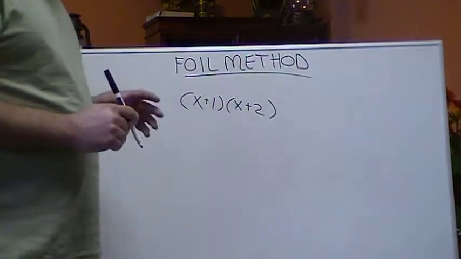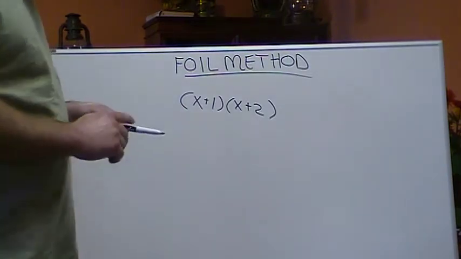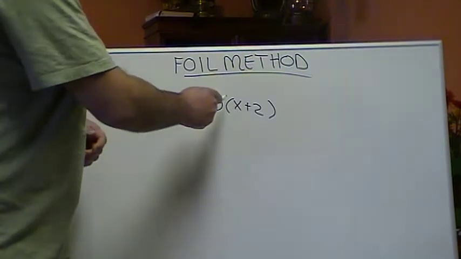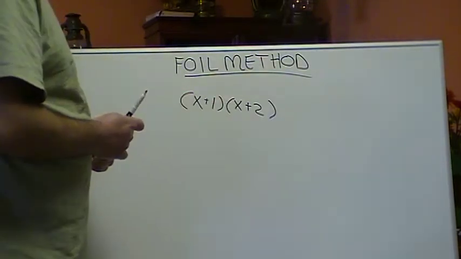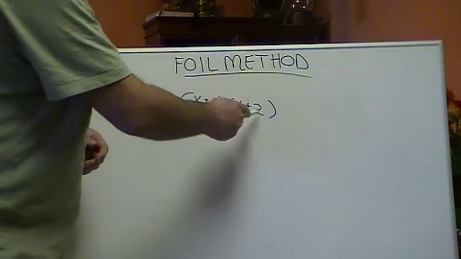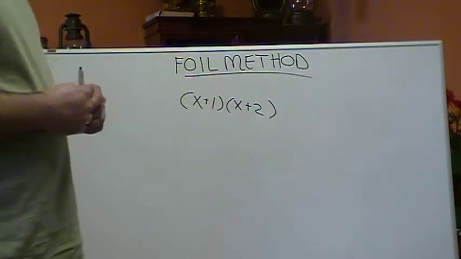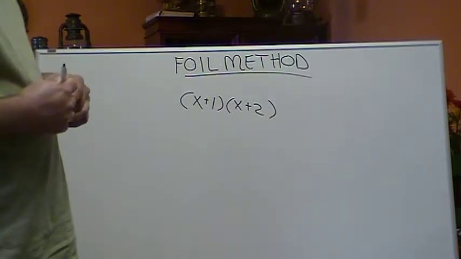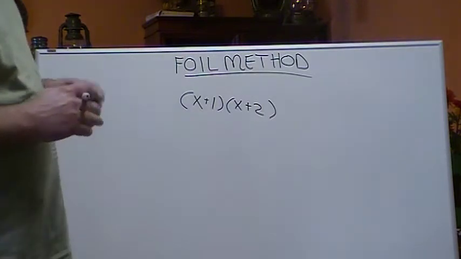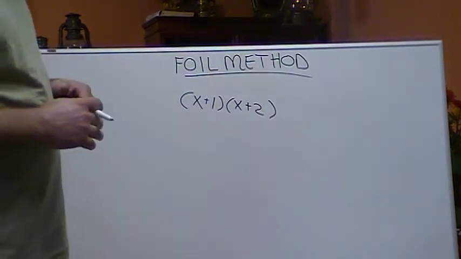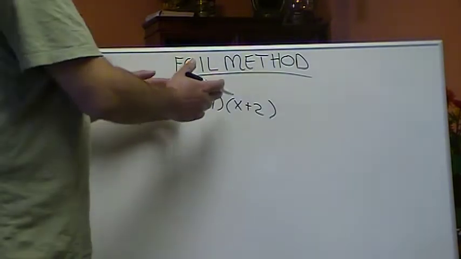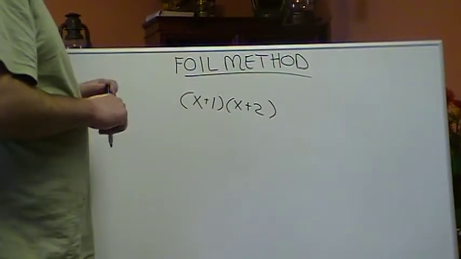Now, as you recall in my last video, what I did was I took this term here and I multiplied it by this term. And then I took this term here, the x plus 1, I multiplied it by the 2. And that gave me my answer. But to do it, I had to break it up into two different problems and solve each of those problems. What the FOIL method does, it gives you a shortcut to derive the answer to this multiplication.